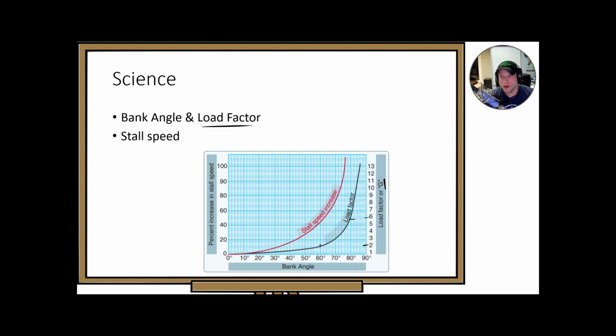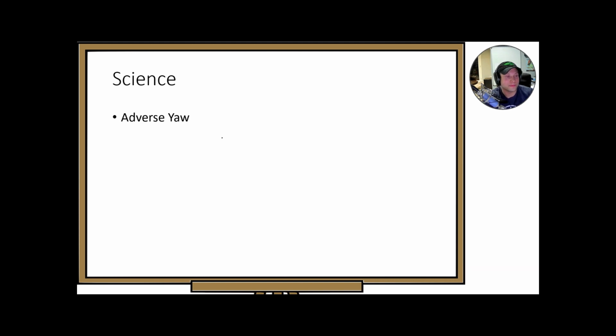Recognize that as you increase the bank angle, you increase the load factor exponentially, by the way, it's not linear, and you also increase your stall speed. So at straight and level flight, you'll stall at a certain speed, but if you are in an aggressive bank, your stall speed will increase, in this case, by more than 40%. So you will stall sooner. You're going to stall faster if you are in a steep bank. So keep that in mind.